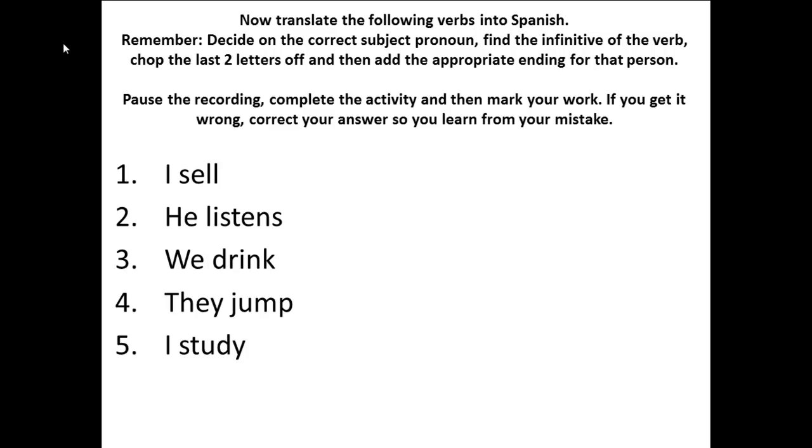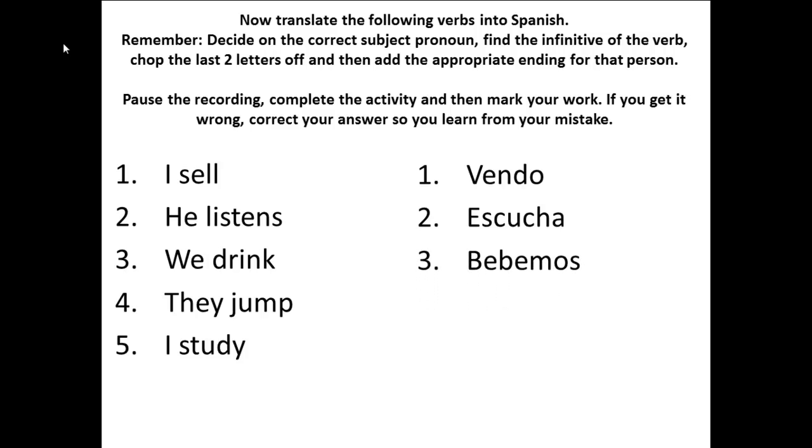Número 1. I sell. Vendo. Número 2. He listens. Escucha. Número 3. We drink. Bebemos. Número 4. They jump. Saltan. Número 5. I study. Estudio. Remember to correct your answers if you've made any mistakes before you move on.